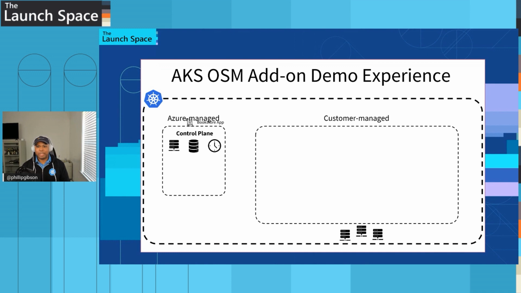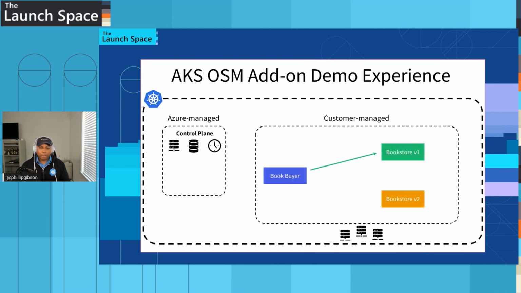So we'll deploy that into the cluster. And that's going to deploy out 3 services. We're going to have our book buyer, our bookstore v1 and bookstore v2 service. And then next, we're going to do the add-on for OSM.